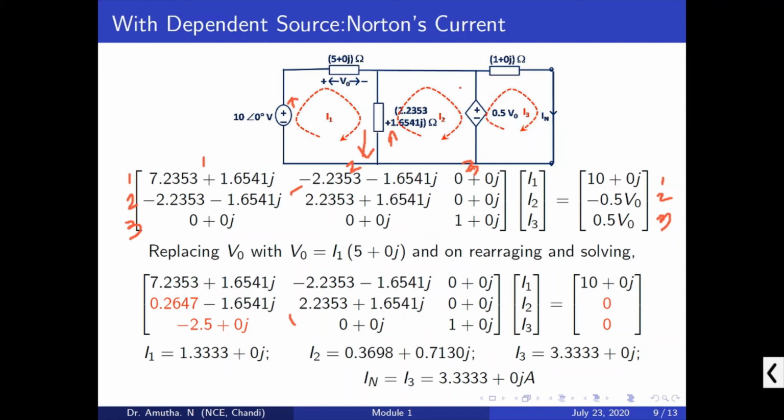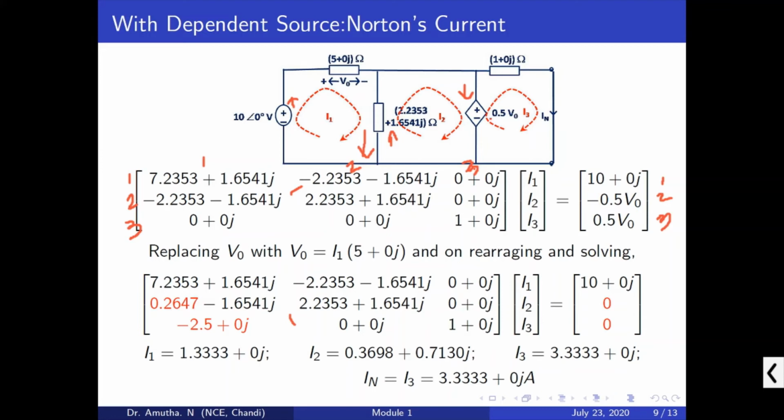That's why we are considering it as a positive value. Similarly, when we are considering this I2, whatever the voltage source is coming across this I2 loop, we have to consider. There is no other voltage source along with this loop except this dependent source, 0.5 V0, right? The current through this dependent source, that is I2, will be in this direction, which is aligned opposite to that of 0.5 V0. So we are considering it as minus 0.5 V0.